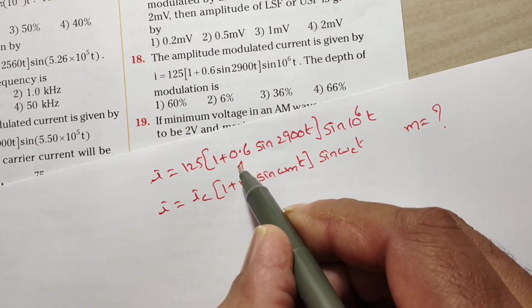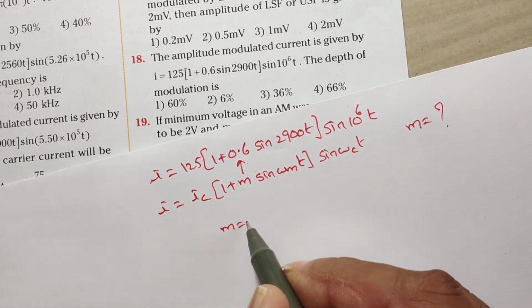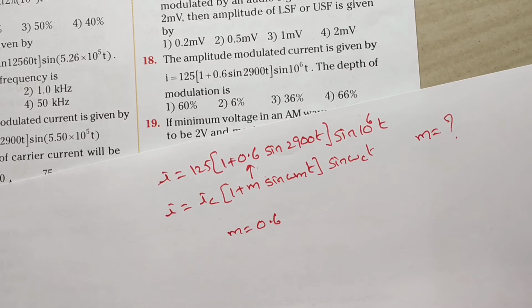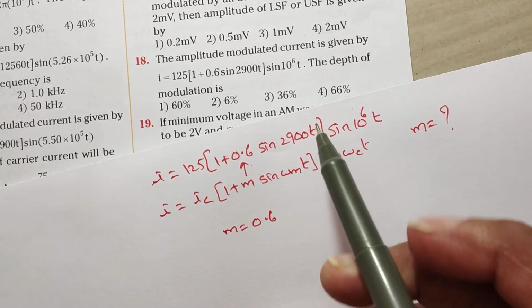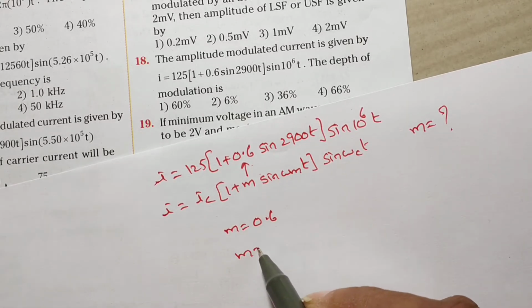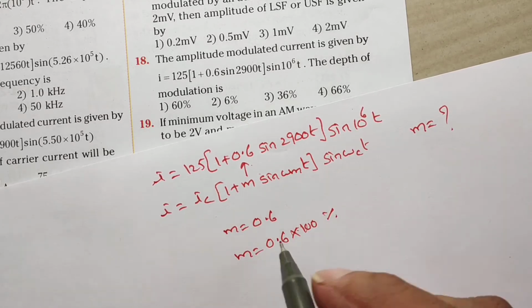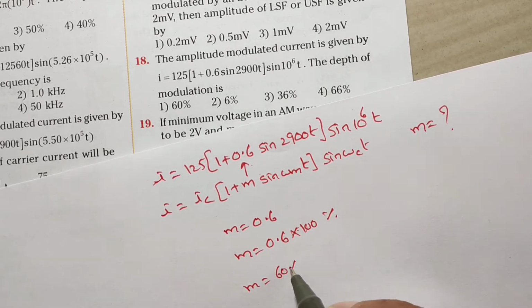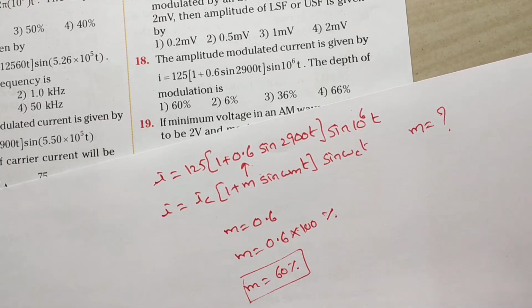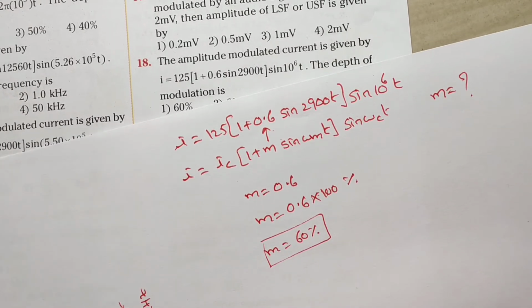Now comparing these two, the m value we are getting is 0.6. In terms of percentage, m is equal to 0.6 into 100%. That means m is equal to 60%. m is how much? 60%.